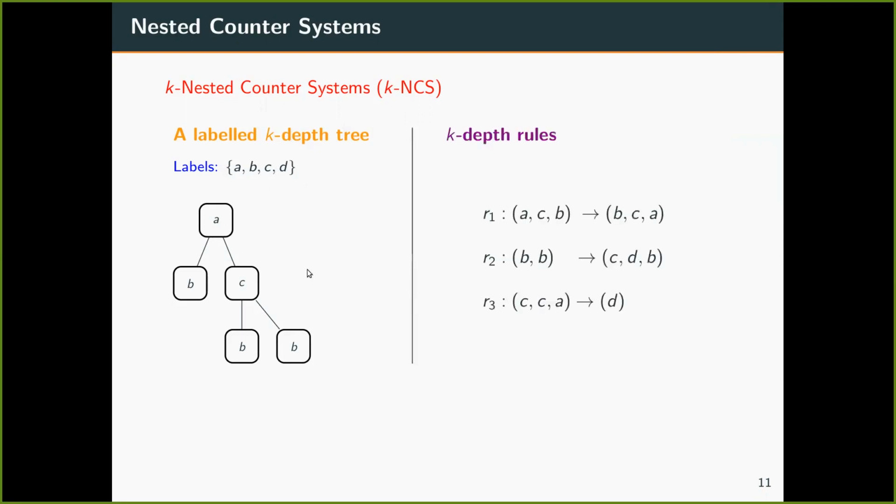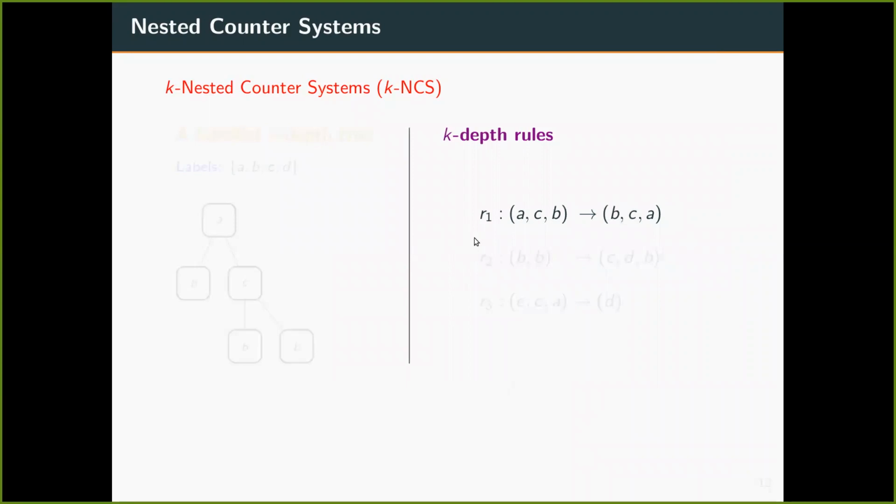Okay. So in the second part of a KNCS, we have what are called k-depth rules. Okay. So each k-depth rule has a left-hand side and a right-hand side, such that both of these are tuples of length at most k plus 1 with elements from the set of labels. Okay. So let us look at this in a bit more detail. Now let us consider the rule R1. Its left-hand side is the tuple A, C, B, and its right-hand side is the tuple B, C, A.